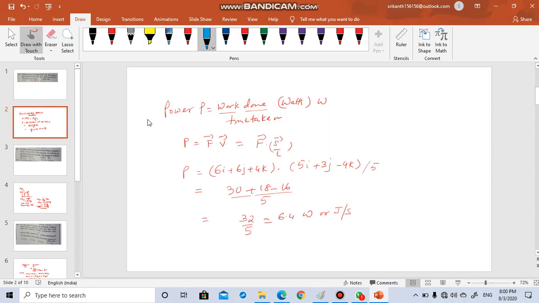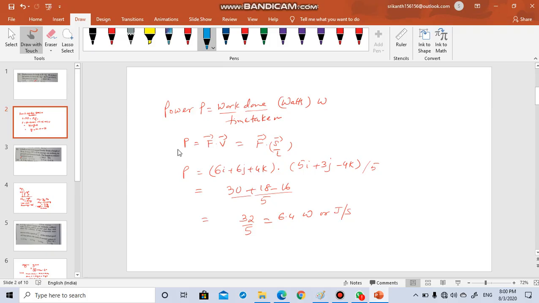Now, first of all, this is a new term for you. Power means work done divided by time taken. Okay, P means work done by time taken. It is measured in watts. Watt is the SI unit. Work done is measured in joules and time taken in seconds, so joules per second is another unit. Joules per second basically is called the watt.